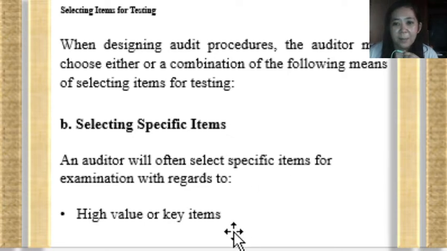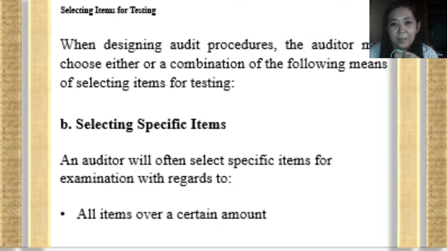Okay, first, there is high value or key items. Normally, if the auditor, based on his professional judgment, okay, he will only select these types of accounts with high value or considered to be key items, or those which he thinks are material. Okay, so only those items will be evaluated for him to gather sufficient appropriate audit evidence.